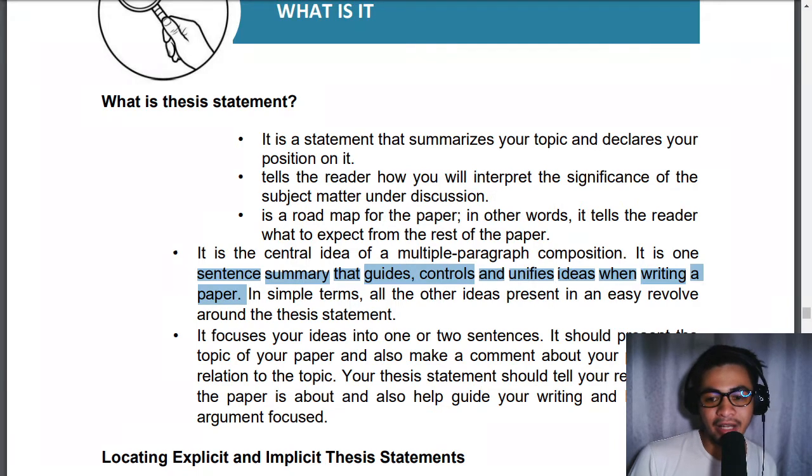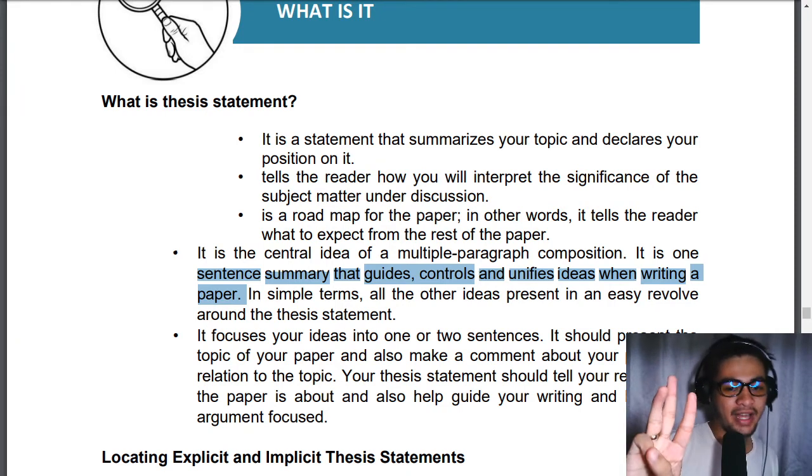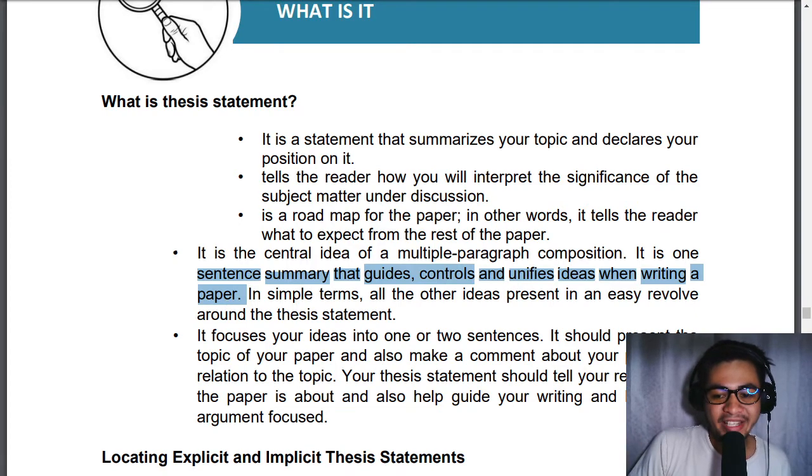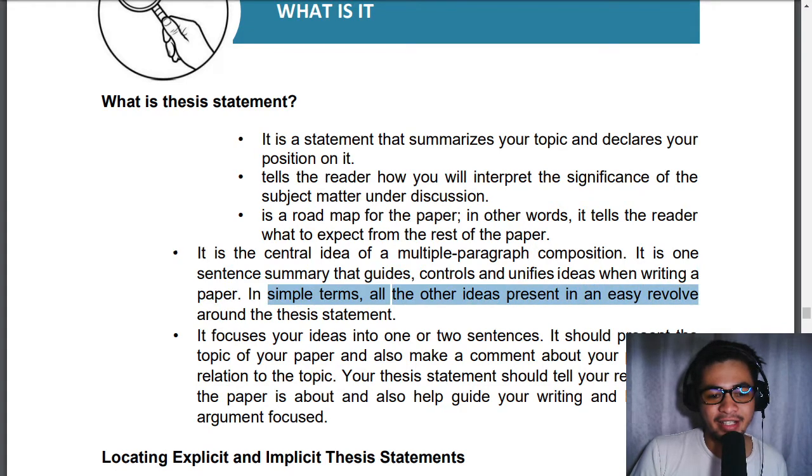Usually, ang thesis statement is one sentence. Meaning, it's a one-sentence summary that guides, controls, and unifies ideas when writing a paper. So, mauna nga statement ang inyong pangitaon for you to know what's inside the selection. Makabalo kag unsay naa sa sulod kung mabasa nimo ang thesis statement. In simple terms, all other ideas present in the essay revolve around the thesis statement. Kung nakuha na nimo ang thesis statement, probably kabalo na ka unsay sulod. Then kana mga details nga ihatag, gi-base na siya dadto sa thesis statement.